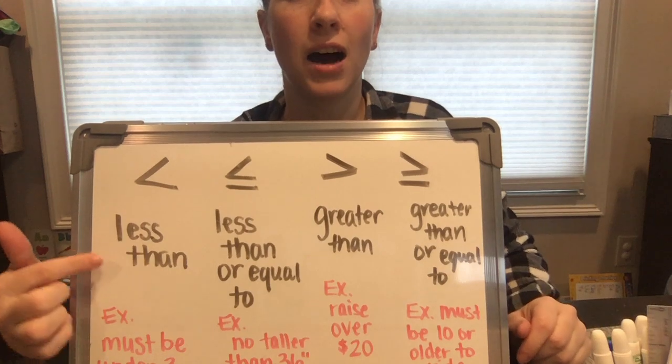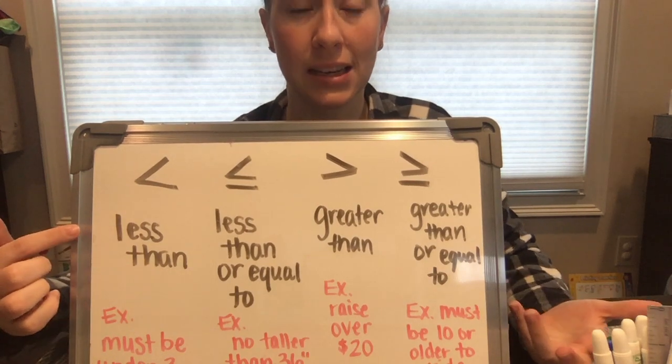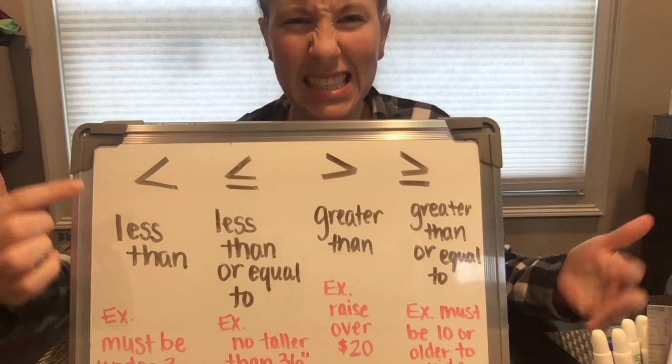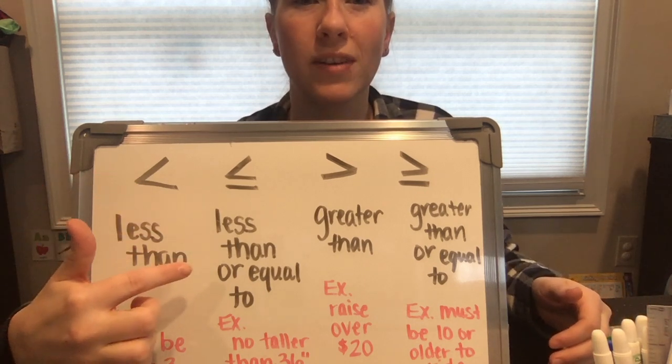We have the less than sign. When we read this like a sentence, we want it to read and make sense. So maybe something is less than 10. So we've got this sign.